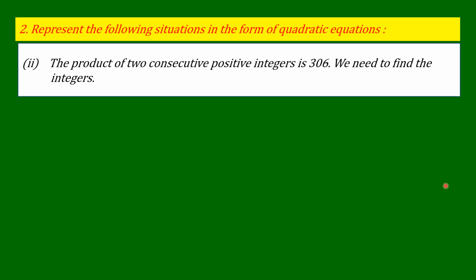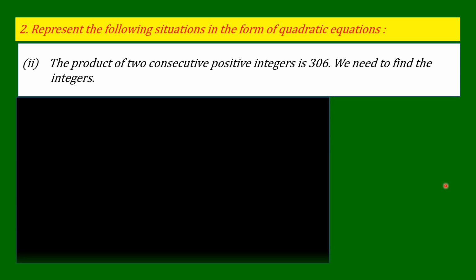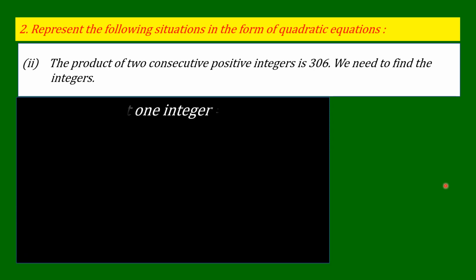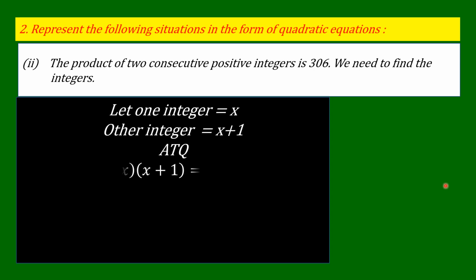The product of two consecutive positive integers is 306. We need to find the integers, positive integers, and they are consecutive. So if we take the first integer x, the second one will be x plus 1. Simple, right? And according to the question, the product is 306. So x into (x plus 1) is 306.